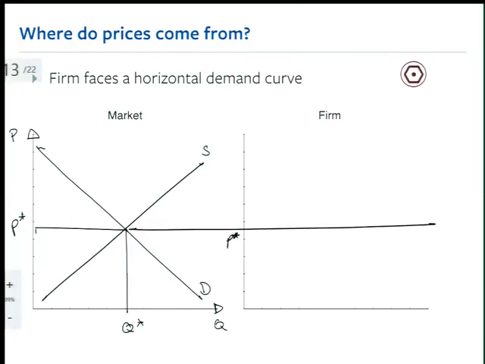So a perfectly competitive firm cannot influence market price. No matter how much it sells or how little it sells, it does not affect market price. It takes price as given, which we sometimes say is the firm faces a horizontal demand curve. So a competitive firm faces a horizontal demand curve.